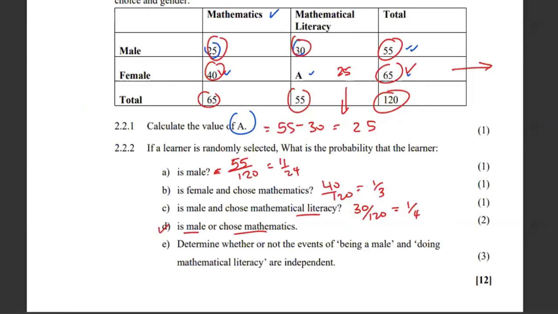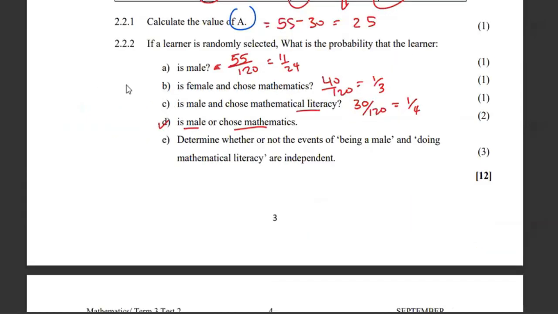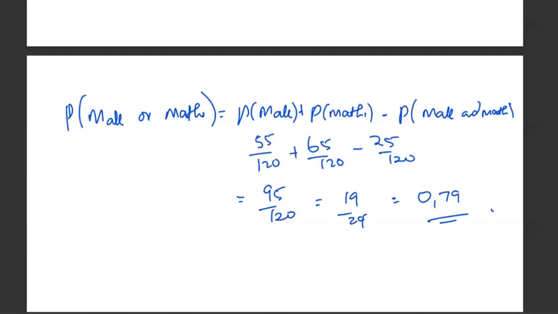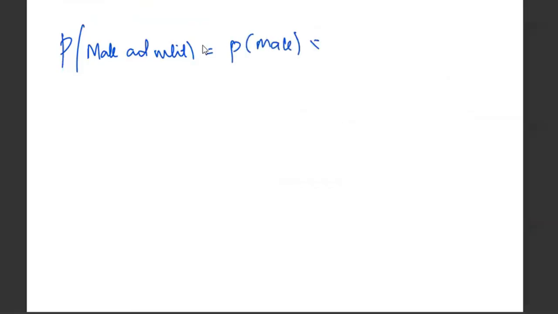Then determine whether or not the events being male and doing maths lit are independent. Okay, so male and doing maths lit independent. So we're going to say that the probability of being male and doing maths lit should be the same as the probability of being male times the probability of doing maths lit. So this is the formula for independence.